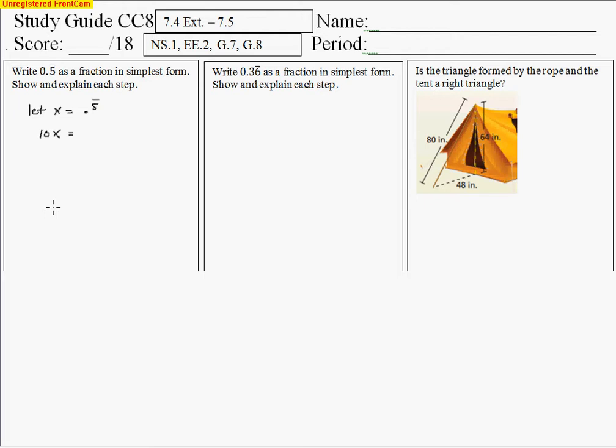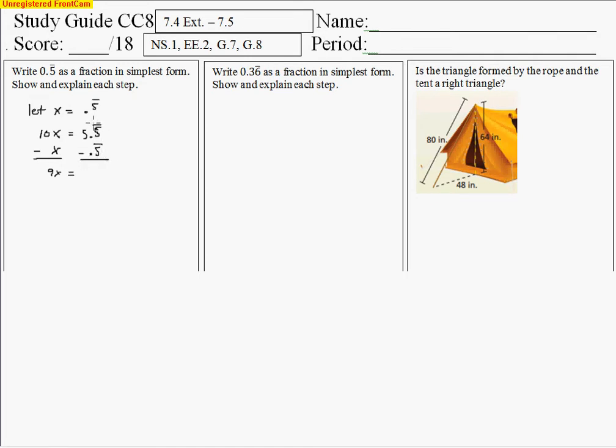If I multiply 10 by x, I get 10x. Then if I multiply 10 by 0.5, I end up with 5.5 repeated. Then I'm going to subtract x from both sides. Well, 10x minus x makes 9x. I can't subtract x from the right-hand side, but since x equals 0.5 repeated, I'm going to subtract 0.5 repeated from both sides.